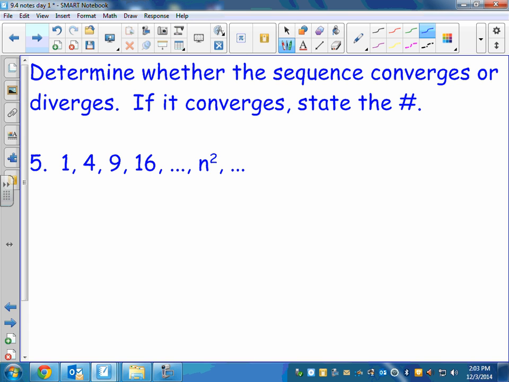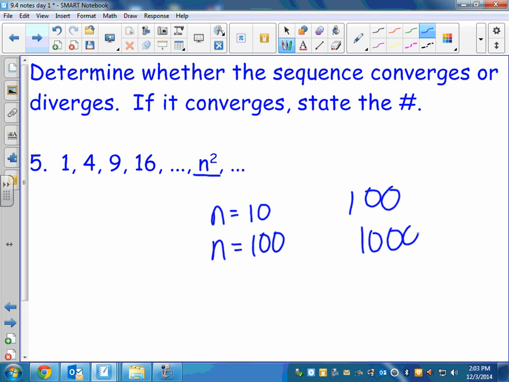And all you're going to do is think of what happens if you pick bigger and bigger values for n, or maybe you just know on some of these. So they write it like this: 1, 4, 9, 16, dot, dot, dot, then they give you the formula, which is n squared. So think about if you picked n to be 10, what would that be in the formula? 100. If you picked n to be 100, what would that be? Right, a big number, 10,000. Is this going towards a specific number, or is it just getting bigger? It's getting bigger, so we say it diverges.